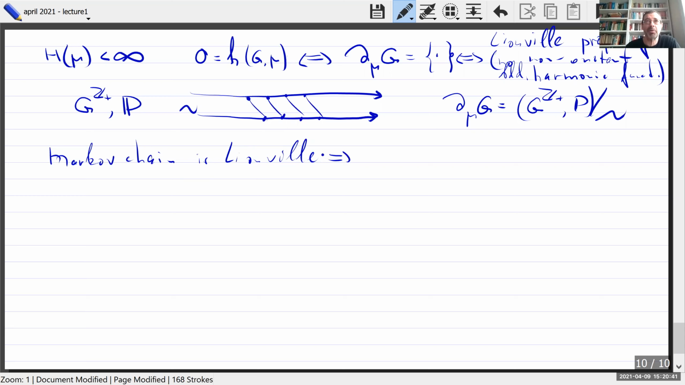This property is the following. Let's denote by pi_x^n the n-step transition probability issued from the point x. So pi_x^1 is just the one-step transition probability, and then when I iterate my chain, I arrive at the n-step transition probability. And this property essentially is the following. The Liouville property is equivalent to the asymptotic independence of these n-step transition probabilities of the original state.